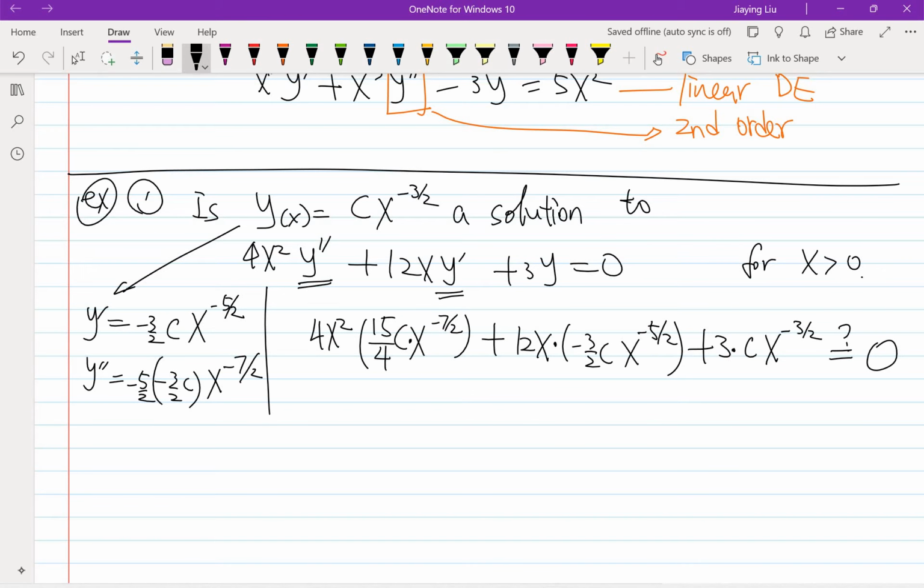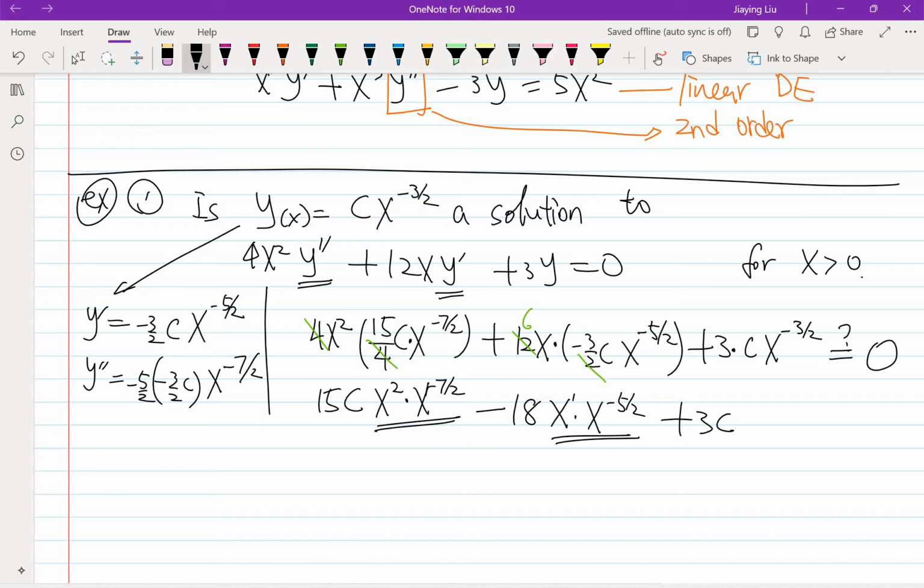And to simplify this, the 4 cancels with that 4, the 2 goes into the 12 6 times, and if we simplify, we get 15c, and x squared times x to the negative 7/2. If you combine those two, it ends up to be x to the negative 3/2. The next term we have minus 18x to the first power times x to the negative 5/2. Again, that becomes x to the negative 3/2 again, if you add the two exponents.